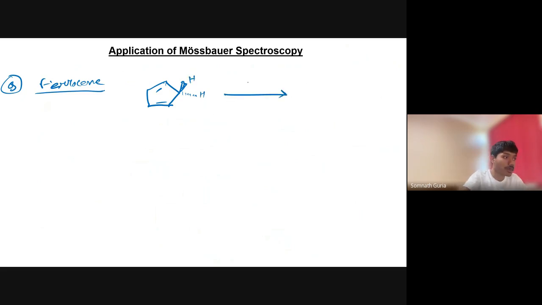If you treat it with a base, it will form, oh my god, bad drawing, this negative charge. We have a double bond over here. This negative charge is actually resonating, and this is the anion form, forming this negative charge. This is what we are calling Cp.